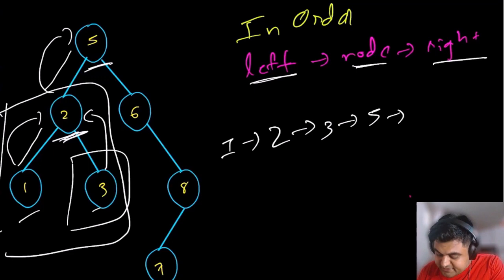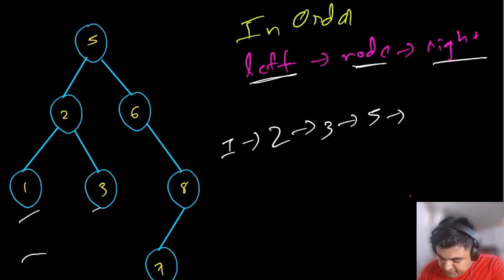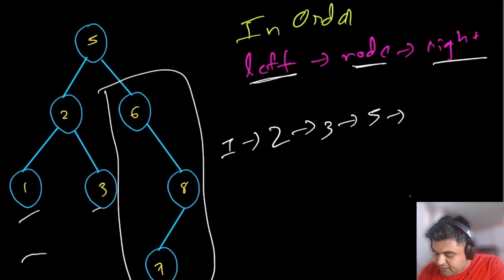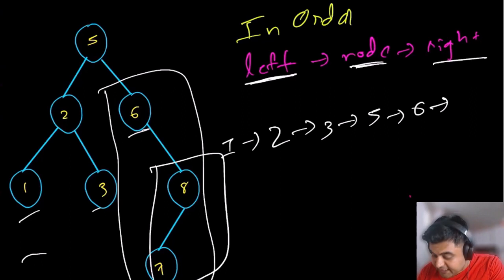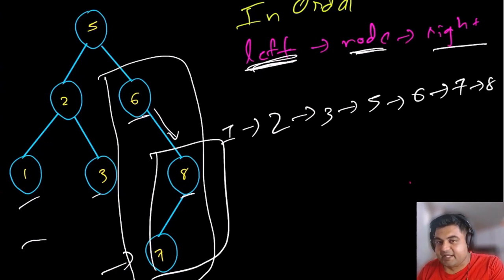Then again, we are going to repeat the same thing. Even for node number 5, it still has elements on the right side of the subtree that we haven't visited. So we are going to repeat the left, node, right technique for the entirety of the right subtree. Since node number 6 does not have anything on the left side, we are going to visit node number 6. Then again, for these two nodes present on the right side of the subtree, we are going to repeat the same thing. Node number 8 has value number 7 on its left side, so we are going to visit node number 7 first, before visiting node number 8 in the end.